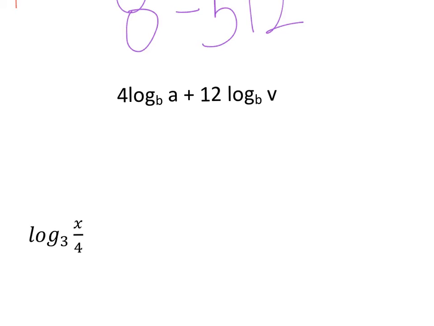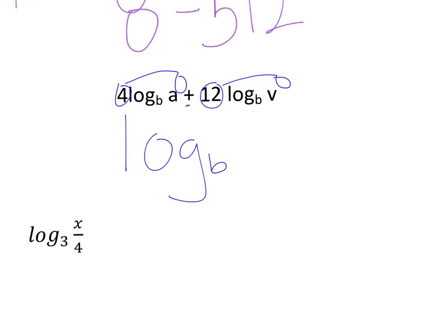And I'm going to try to get a little log. Log base b, you have to have that little b there. Again, this becomes an exponent. This is adding, so this becomes multiplying. So a to the 4th times, you don't have to have that multiplication, but you sure can if you want to, b to the 12th.